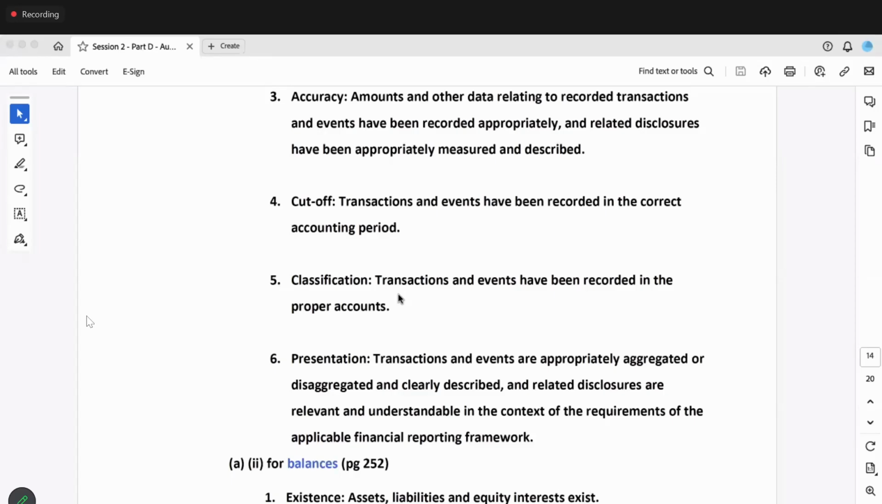All right. Classification is when the transactions and events are recorded in the proper accounts, based on their nature or how they were used. Classification is also sometimes determined by the reporting standards. They will tell you whether it should be expensed or capitalized. Presentation is also usually determined by the reporting standards. The reporting standard will say how it should be presented and disclosed. So here, we want to ensure that it is consistent with the financial reporting framework.